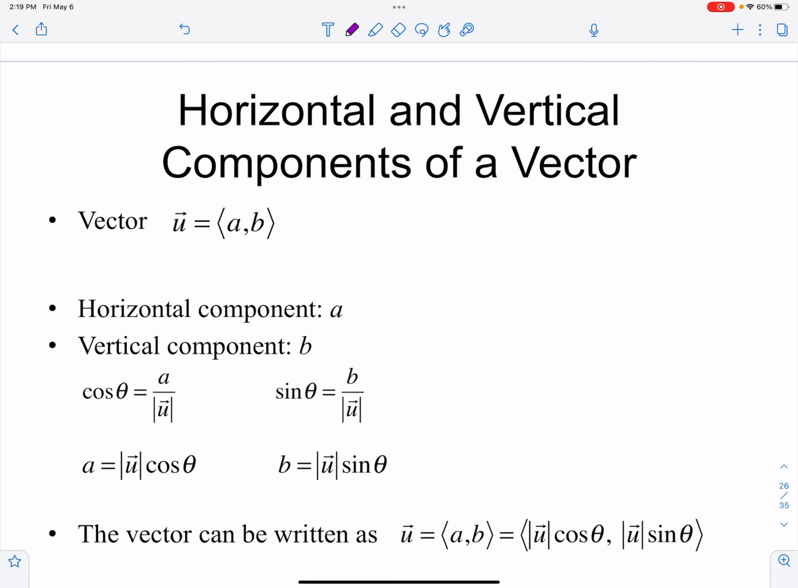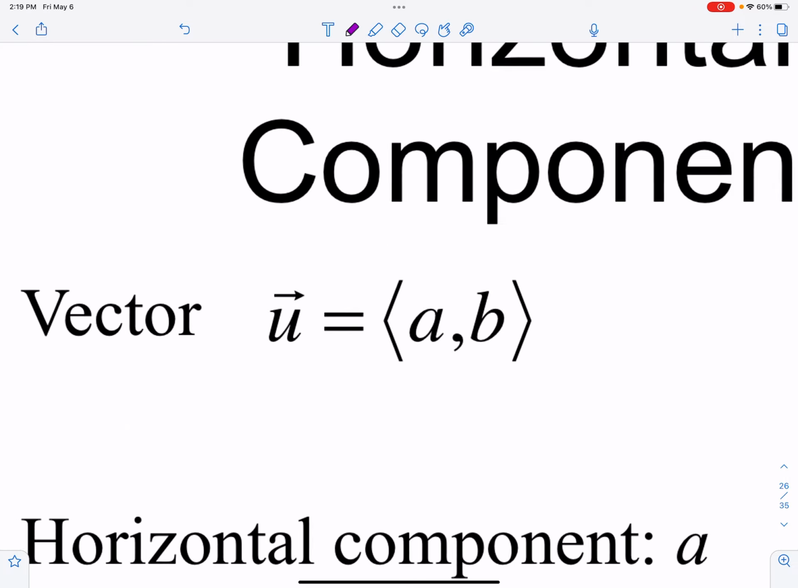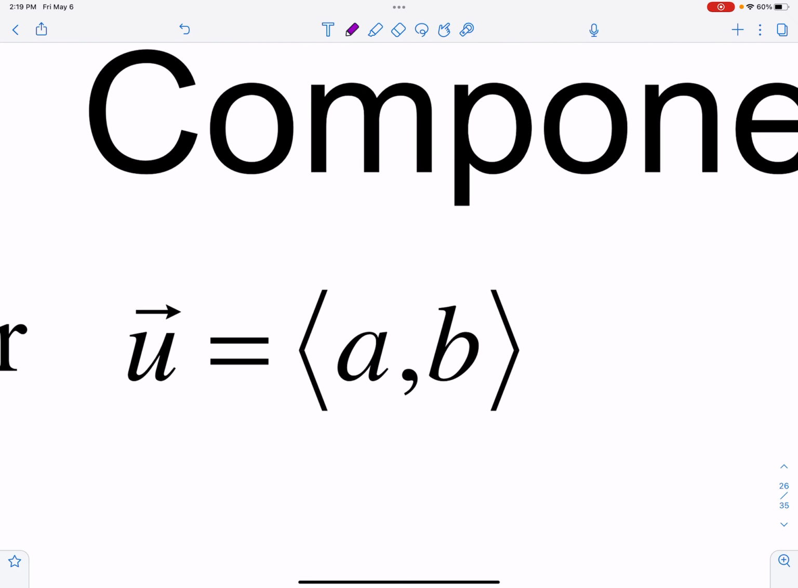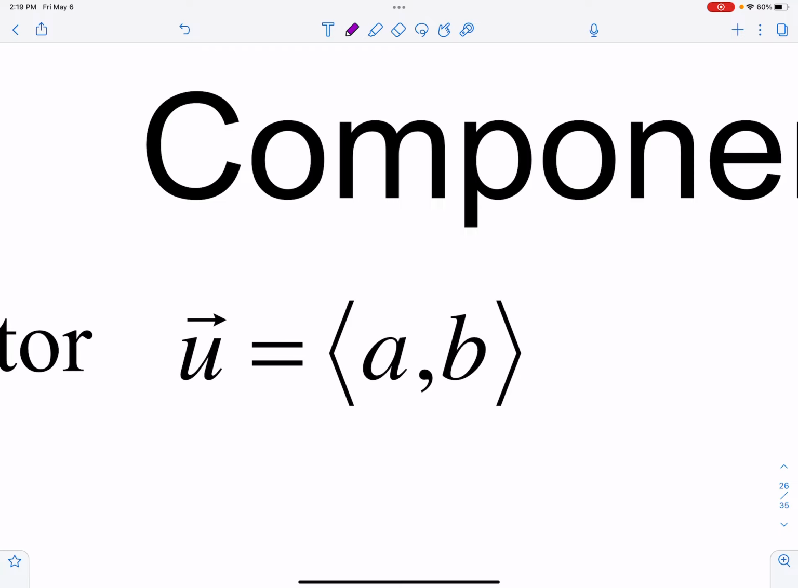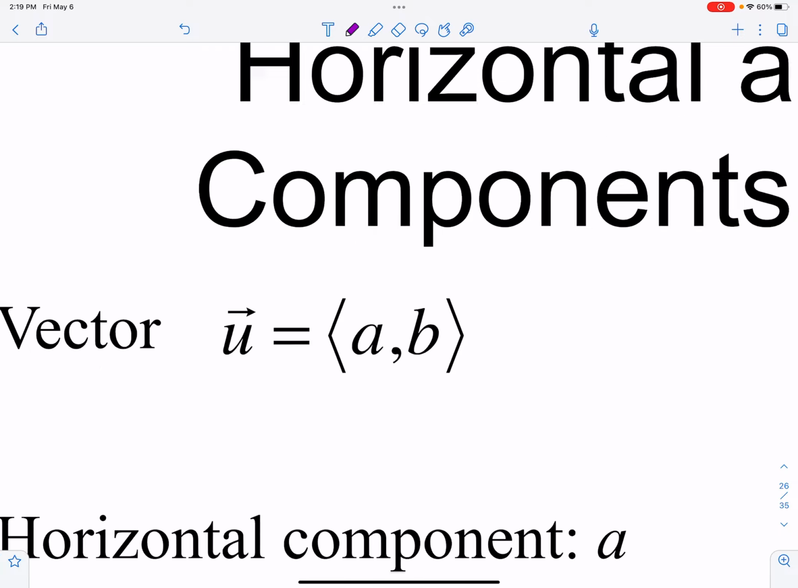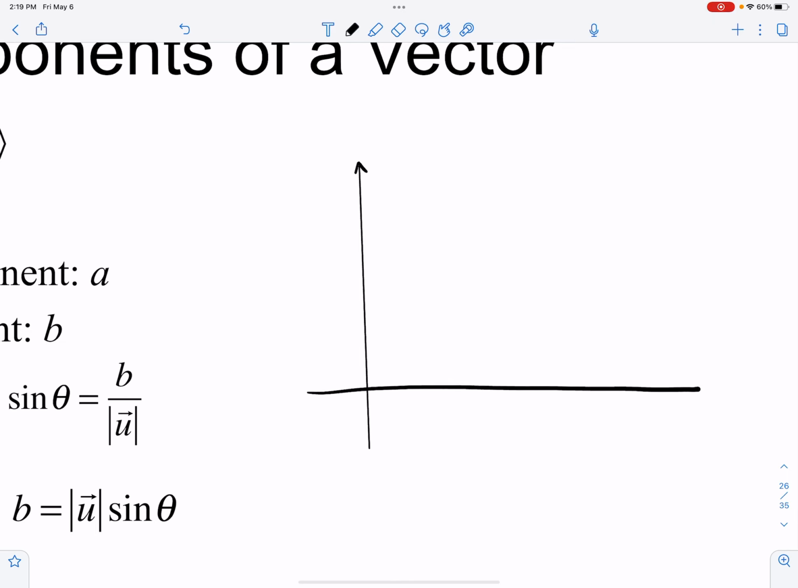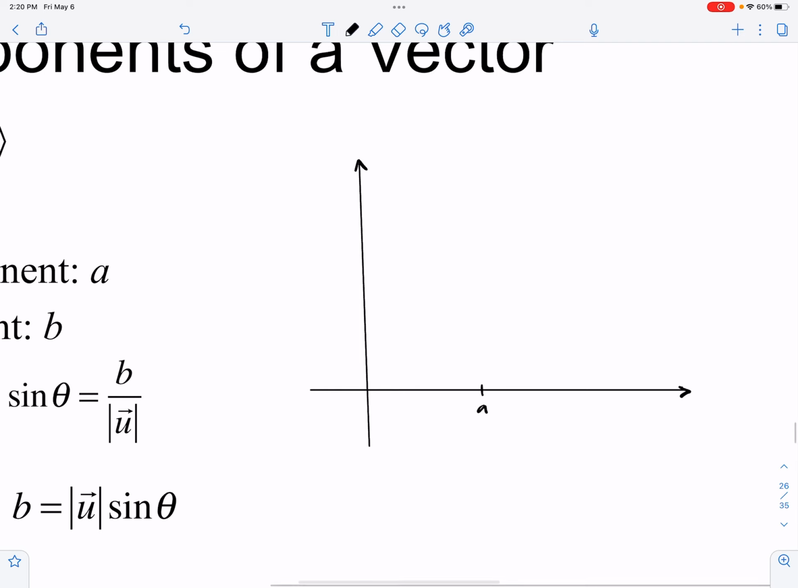Okay, so we've already kind of talked about the horizontal and vertical components of a vector that's in standard position, right? This vector means that the vector starts at the origin and then terminates somewhere in the xy plane at the point A, comma, B. So I'm going to draw that picture for us to reference. To make things simple, I'm just going to draw a picture of a vector in quadrant 1.